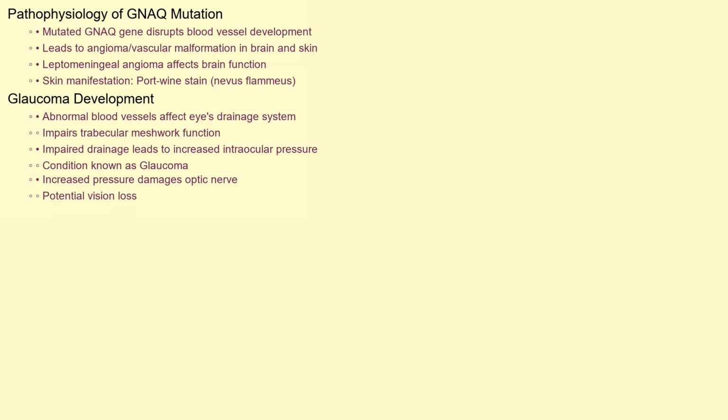Now, concerning glaucoma. The abnormal blood vessels can affect the eye's drainage system, specifically the trabecular meshwork, which is responsible for draining fluid from the eye. This impaired drainage leads to increased pressure within the eye, a condition known as glaucoma. This increased pressure can damage the optic nerve, potentially leading to vision loss.